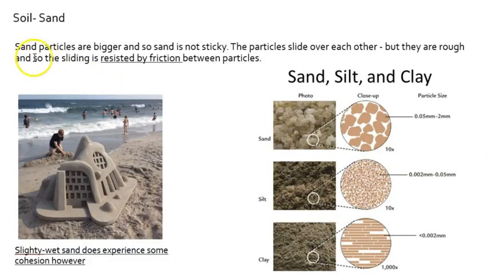Sand. So sand particles are bigger and not so sticky. The particles slide over each other, but they are rough, so the sliding is resisted by friction. Right here this points out that slightly wet sand, however, does experience some cohesion. So that's how we make sand castles, for instance.